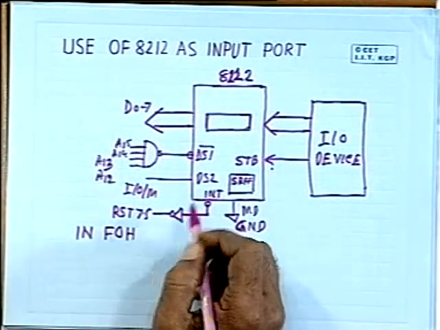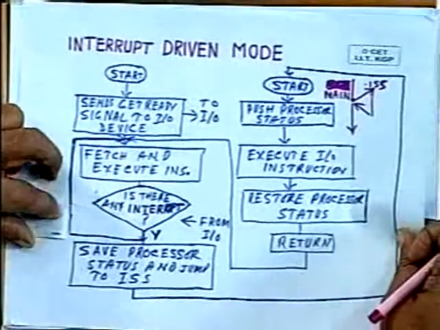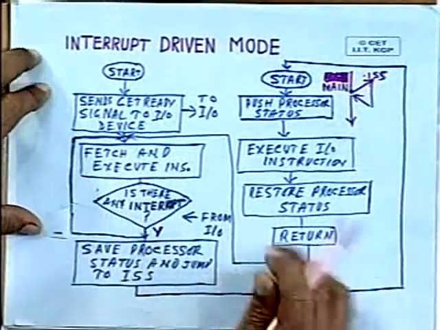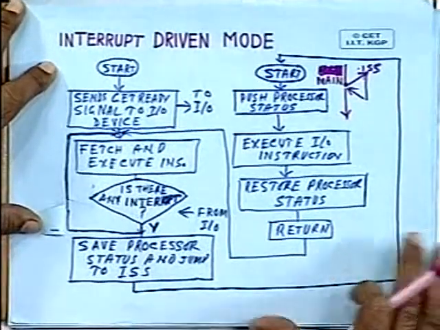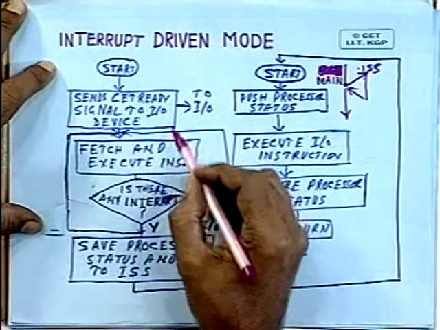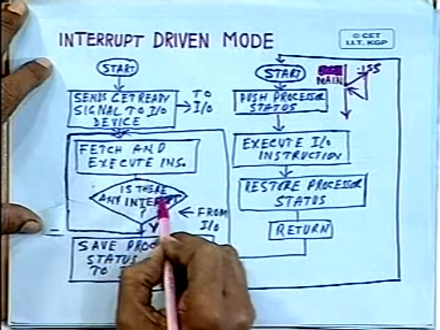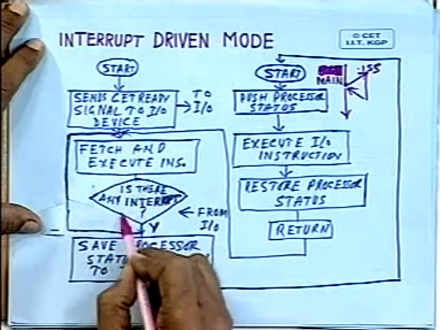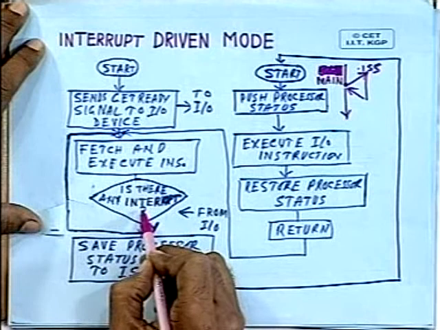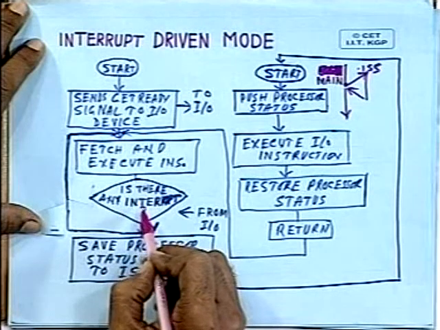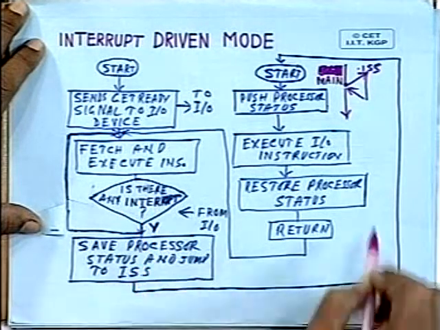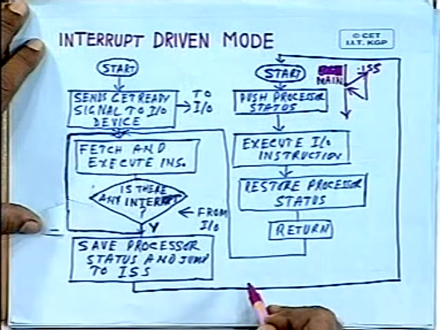And as we have seen, in the case of interrupt driven mode, the microprocessor can initiate some data transfer, then it keeps on fetching and executing instructions, and until an interrupt comes, it keeps on checking by hardware means whether an interrupt has come or not. Only when the interrupt comes does it go to the interrupt service subroutine and data transfer takes place.